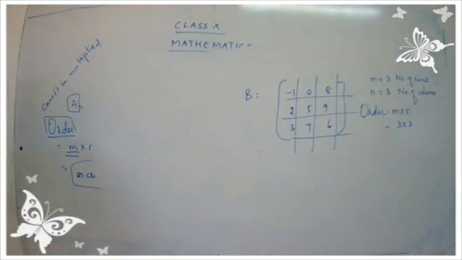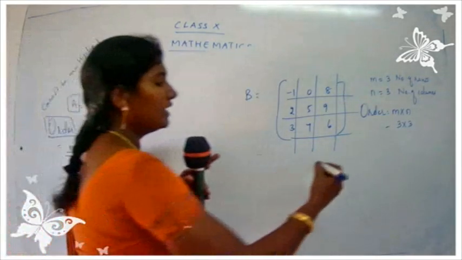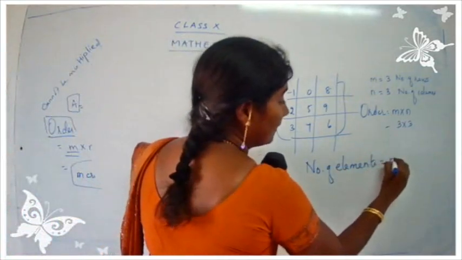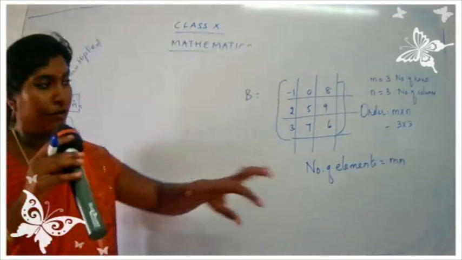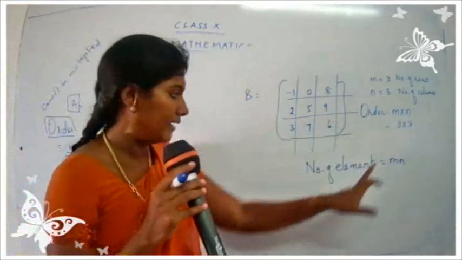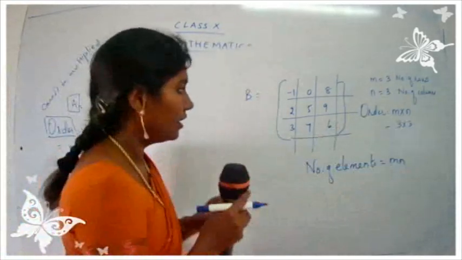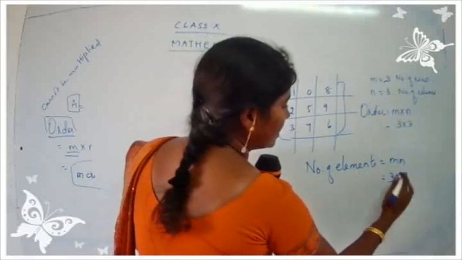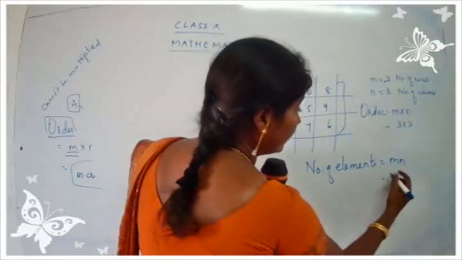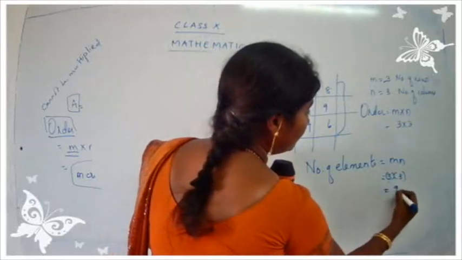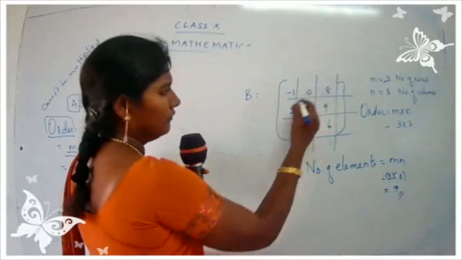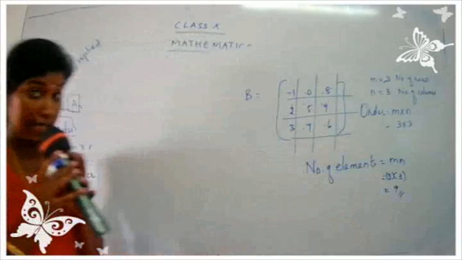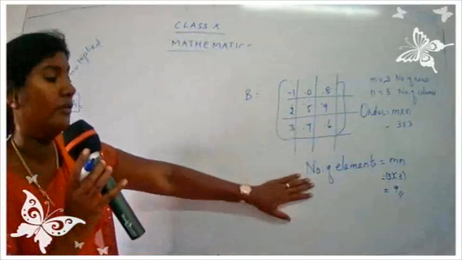I have already told you how to find the number of elements. So how are you going to find the number of elements, children? Number of elements is equal to mn. Be careful. So for order you put a cross, and for number of elements you just write down mn. So what is m, children? 3. What is n? 3. 3 threes are 9. Do not get confused. So 1, 2, 3, 4, 5, 6, 7, 8, 9. So the total number of elements is 9. By looking at the matrix, I can find out the number of elements.